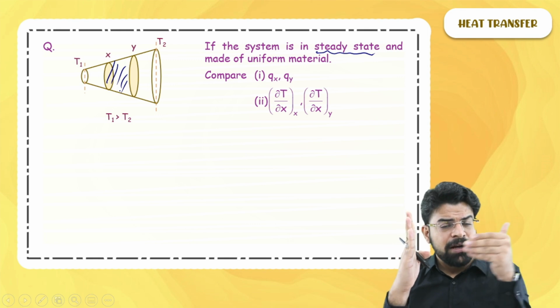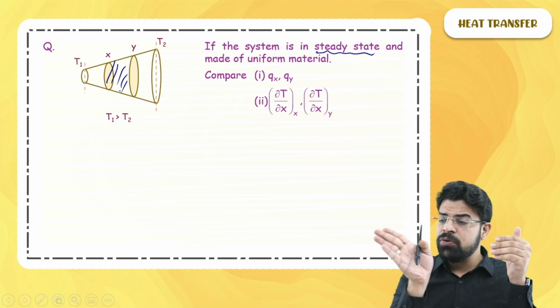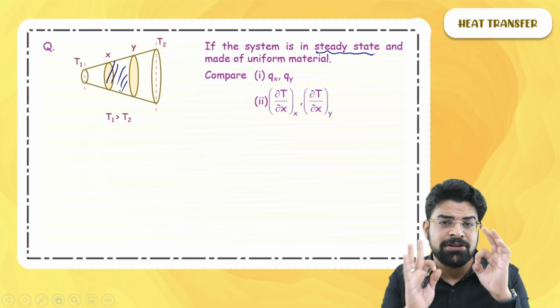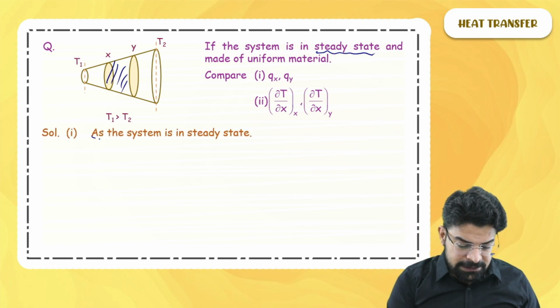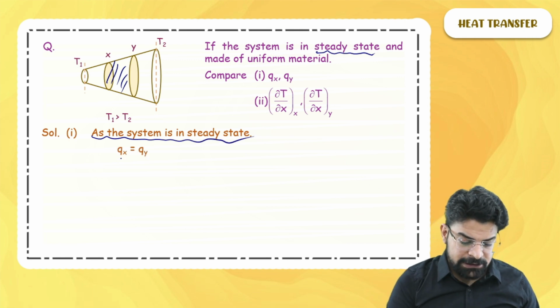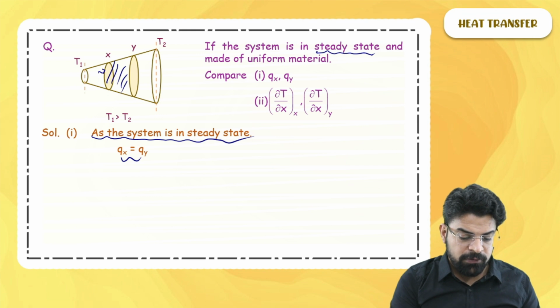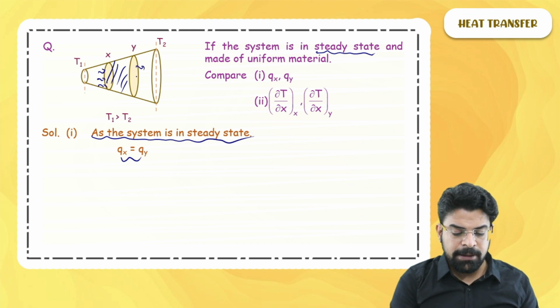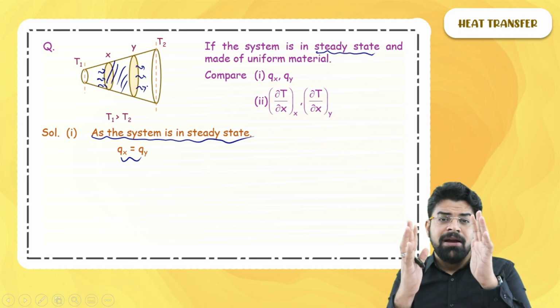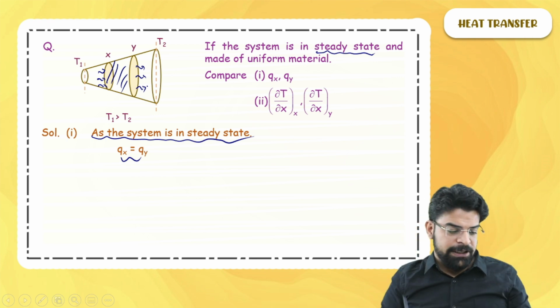It means that the rate of heat inflow has to be equal to the rate of heat outflow. Otherwise, the temperature won't remain constant. So, as the system is in steady state, the rate of heat flow at X should be equal to the rate of heat flow at Y. Otherwise, the temperature can't be constant. The temperature of this part in between may start to increase or decrease.